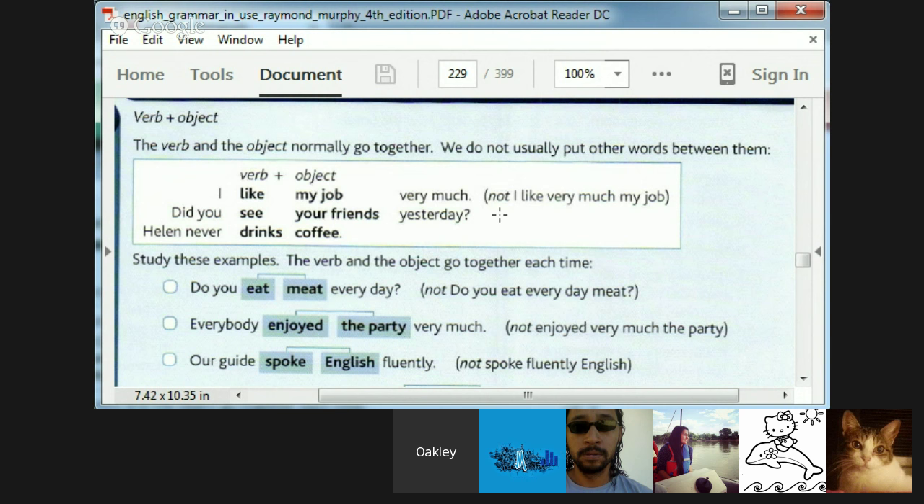Okay, notice we don't normally say, "I like very much my job." It's not really going to work, adding the adverb construction there with "very." Question form: "Did you see your friends yesterday?" Okay, the time phrase at the end, of course, the question words at the beginning. So regardless if it's a positive statement or a question or a negative, "Helen never drinks coffee," or "Helen doesn't drink coffee," whatever, doesn't matter. What we're looking at here is that the verb and the object normally go together.